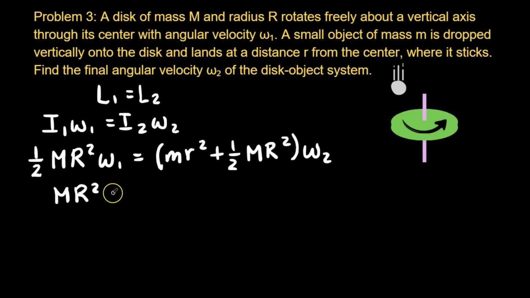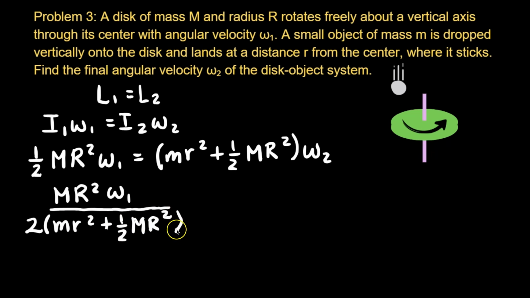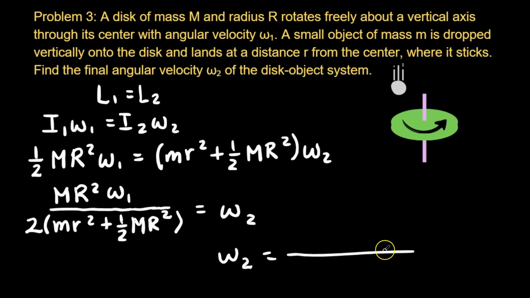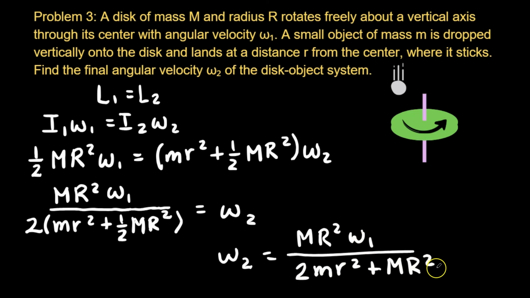Dividing mr squared plus 1 over 2 big M times big R squared on both sides gives us big M times big R squared times omega 1 divided by 2 times mr squared plus 1 over 2 times big M times big R squared. And then distributing this 2 on the bottom, that gives us omega 2 is equal to big M times big R squared times omega 1 divided by 2mr squared plus big M times big R squared.